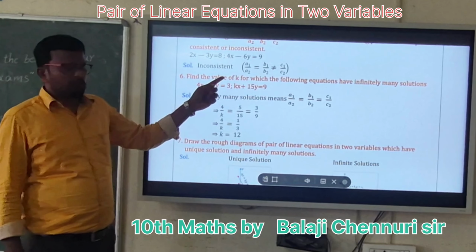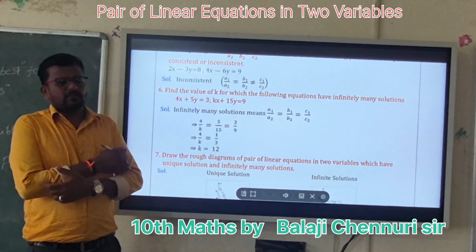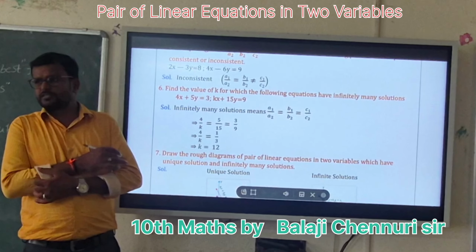If you put 12 in the place of k, k is equal to 12, what do you get? You get the infinitely many solutions equation. Okay, a dependent equation. That means you get a coincident equation.